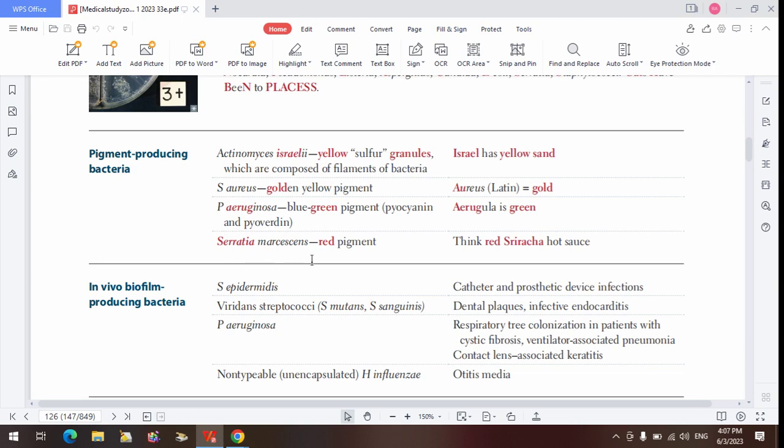So Serratia marcescens produces red pigment. Serratia, red pigment. So going over it again, Actinomyces israeli, yellow like sulfur granules. Staph aureus, golden yellow pigment. Serratia marcescens, red pigment. Pseudomonas, the blue-green pigment due to release of pyocyanin and pyoverdin.